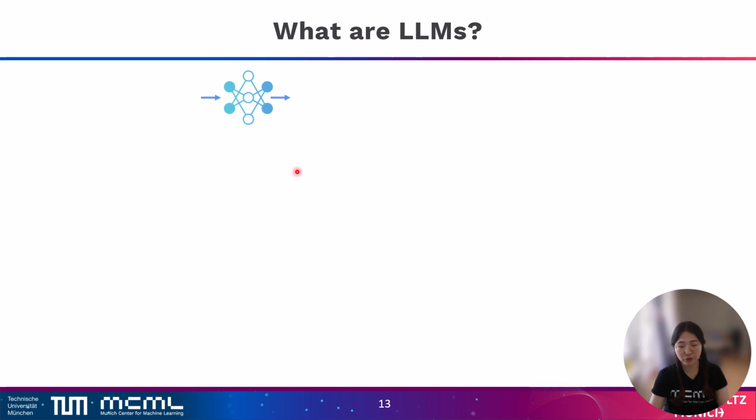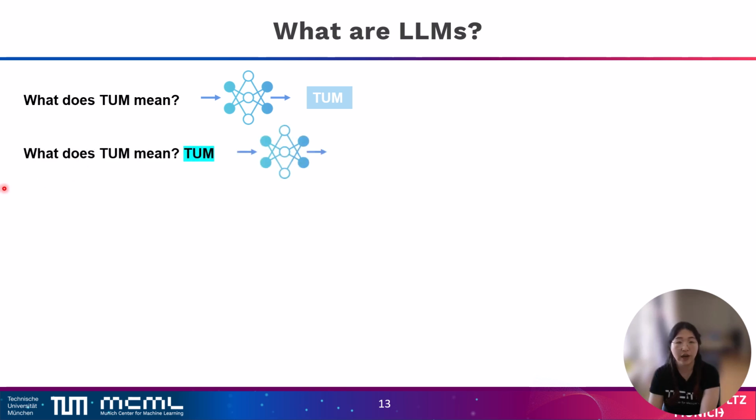What a large language model does here is this: I have the questions. What does TUM mean? I give the questions to the model, and then the model will generate just one word. Like here, the model generates TUM. With this one word, what we do next is we move the TUM to the questions and then concatenate it into one sentence. What does TUM mean? TUM, and then we have this entire sentence and give it back to the model.